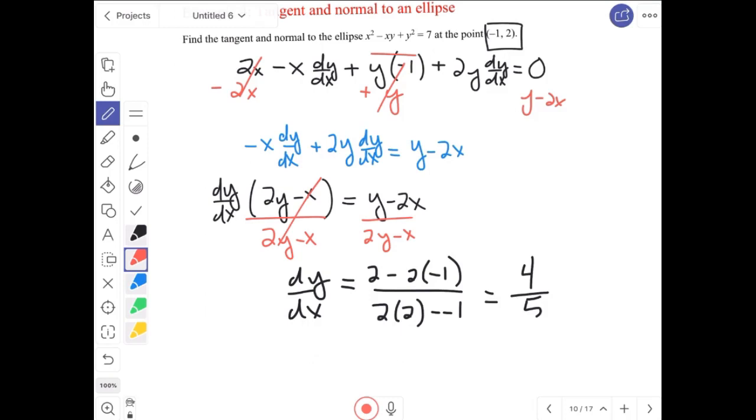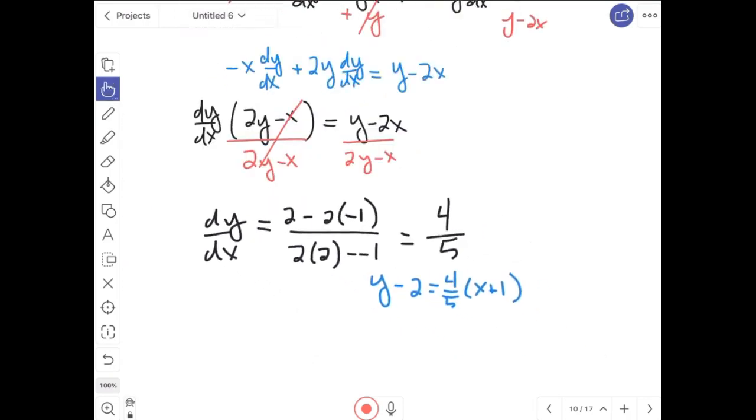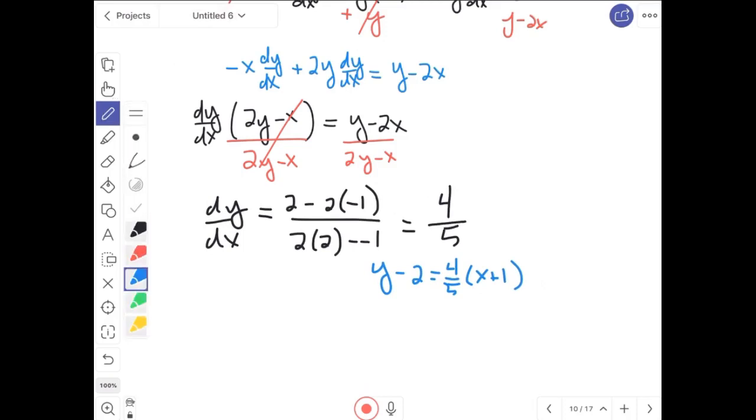So the tangent equation at that specific point, I guess we can just go the one step further. That would be y minus 2 equals 4/5 (x plus 1). And remember, you can leave your equation like that. They will accept that on the AP test.